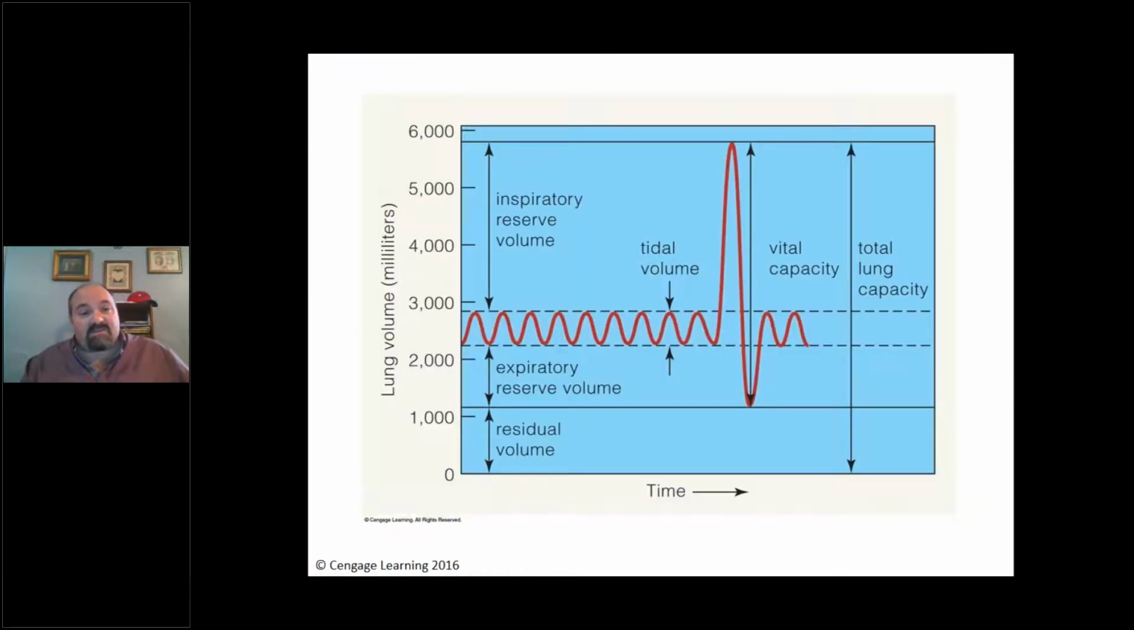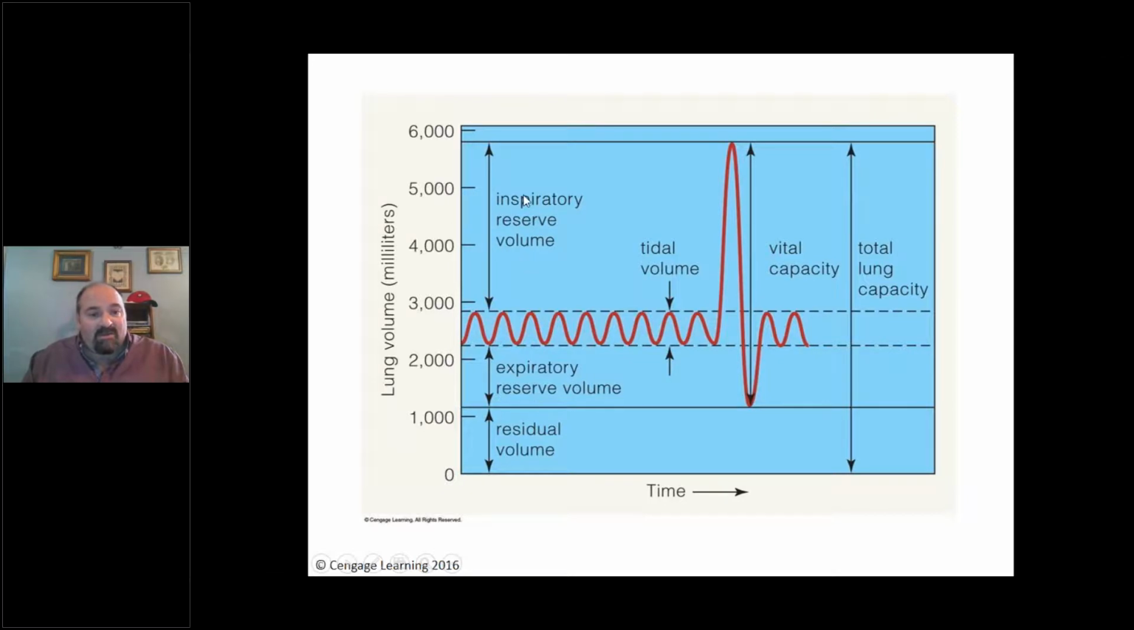And you'll see here that there are multiple types of volumes and capacities as far as how air is exchanging and entering. You'll see here the tidal volume, this is just the amount that's entering in and out, okay? That would be right here, okay?